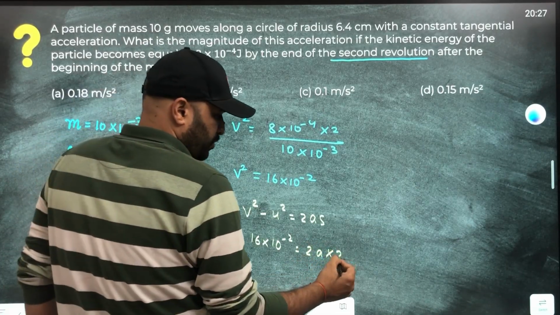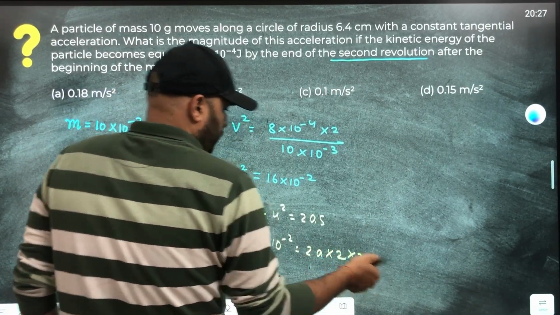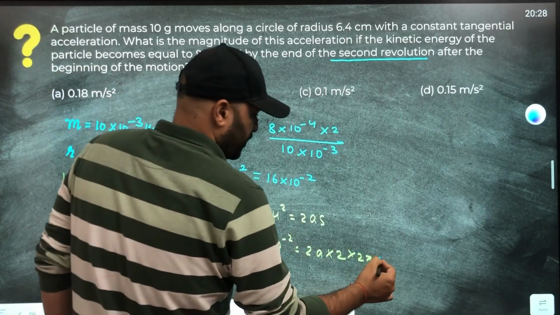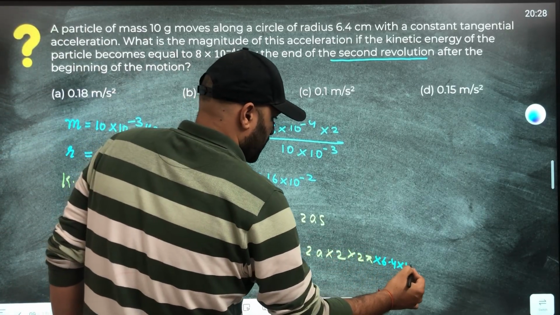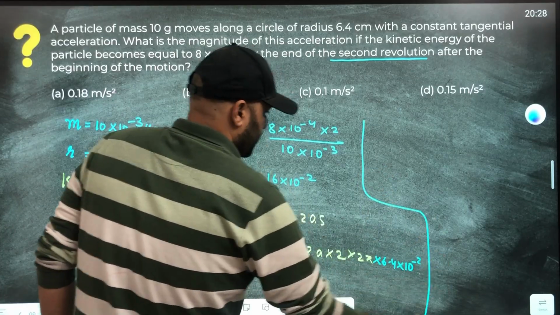So 2 rotations means 2 times 2 pi r. What's the value of r? R is given here as 6.4 into 10 to the power minus 2. I hope this is clear. Let's solve it here, remaining one.